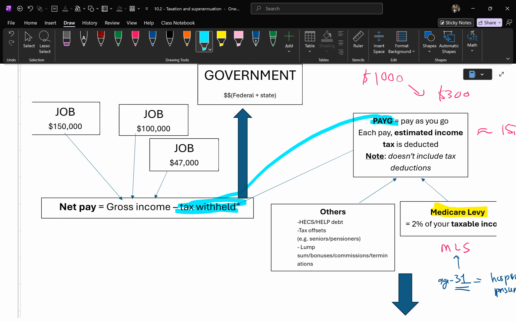Is it true? Is it the real amount? No. The real amount is after you do tax returns. That's how you know how much you actually owe. Okay, and the calculator stuff, they do that for you already. Cool? Those are the main things you needed to understand.